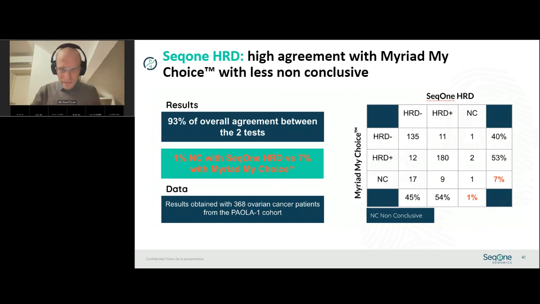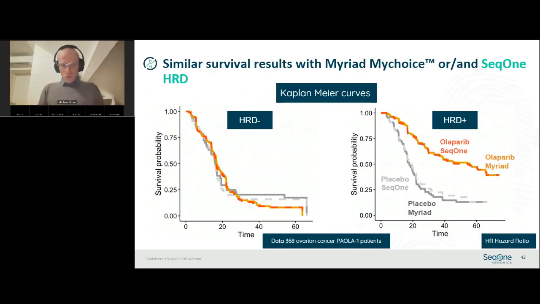Then there is a result which concerns the survival result. Overall, we obtain exactly the same result whether we use SeqOne HRD or Myriad MyChoice to determine the HRD subgroup. For the HRD negative subgroup, there is no difference between the olaparib arm and the placebo arm, and it's the same absence of difference between arms, whether we consider Myriad or SeqOne to form the HRD subgroup.